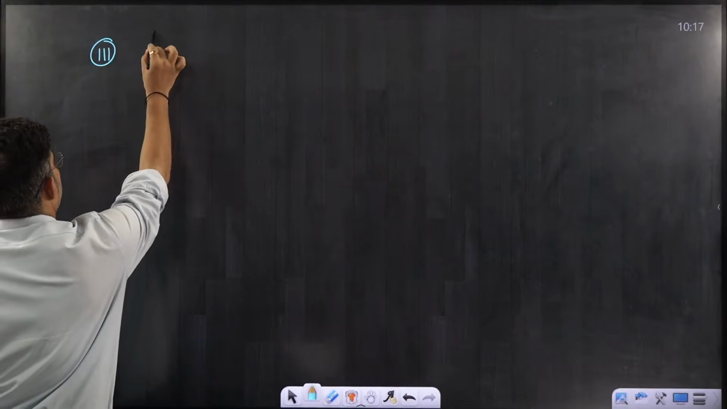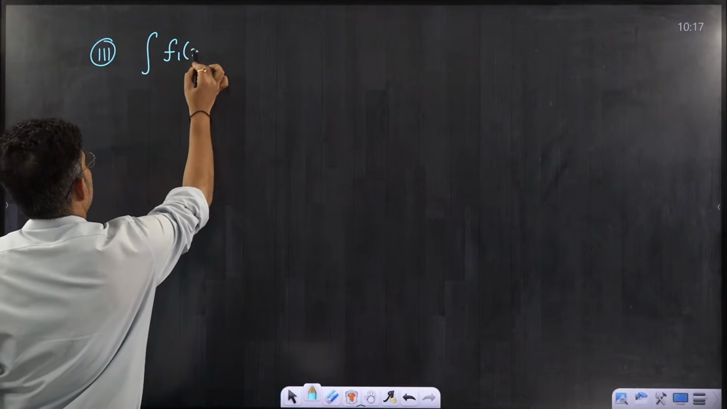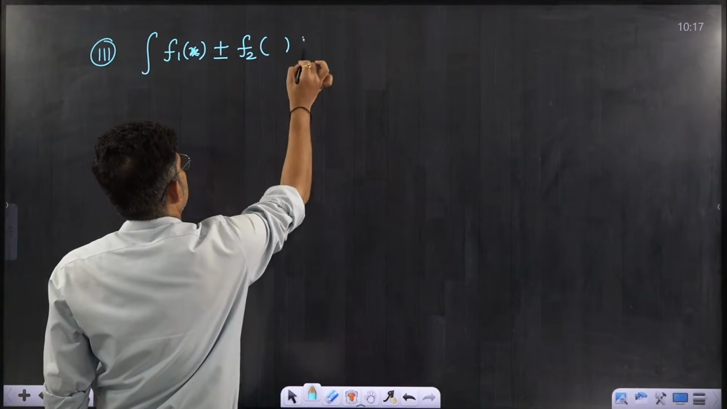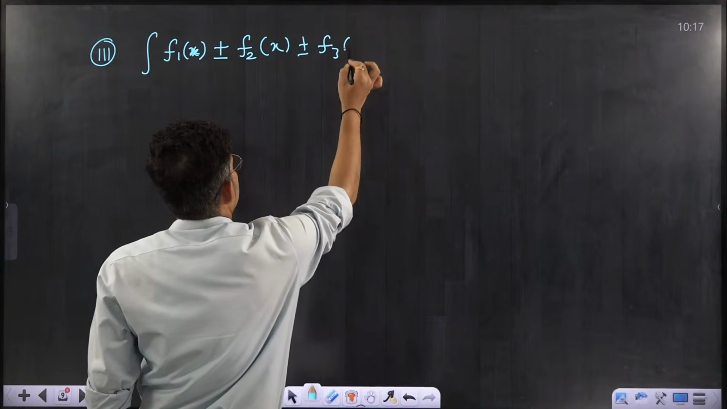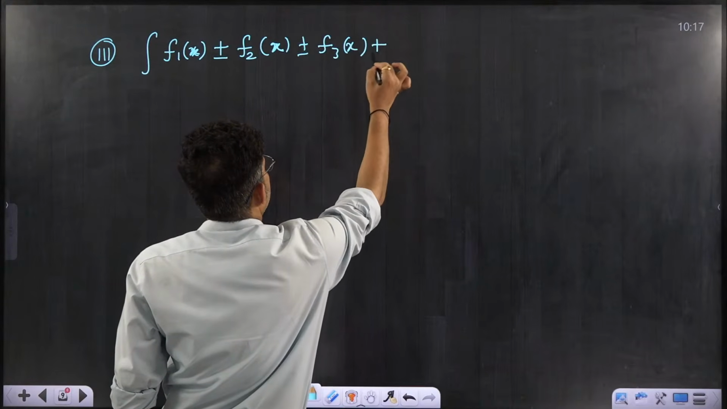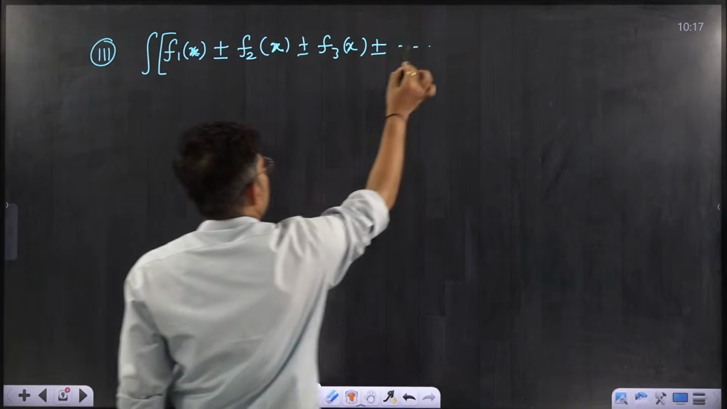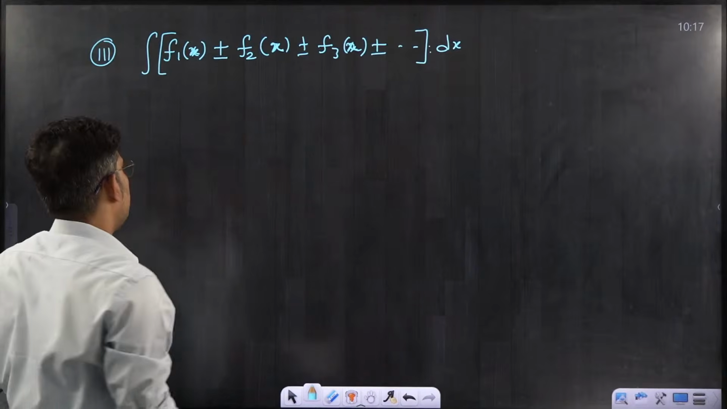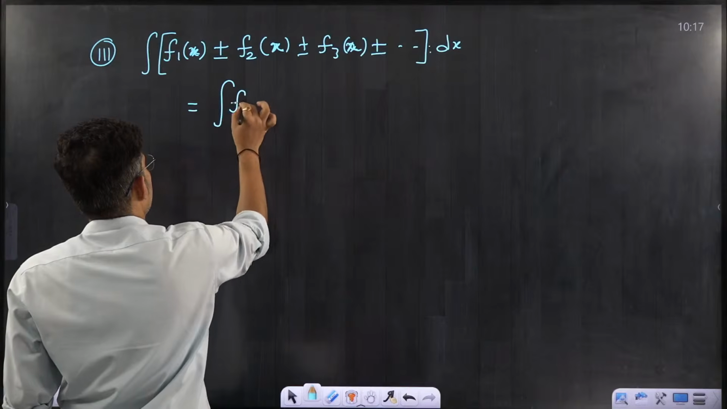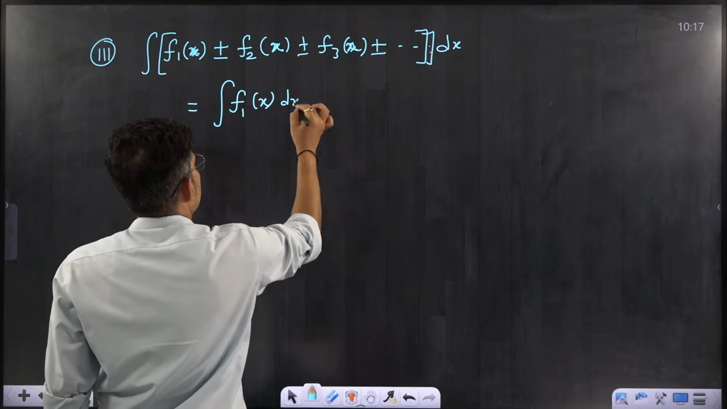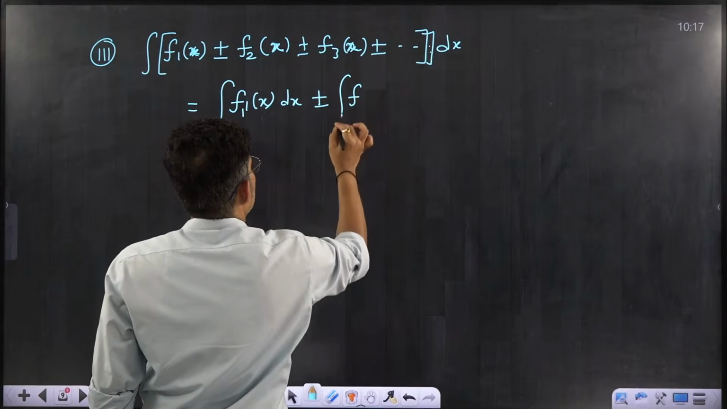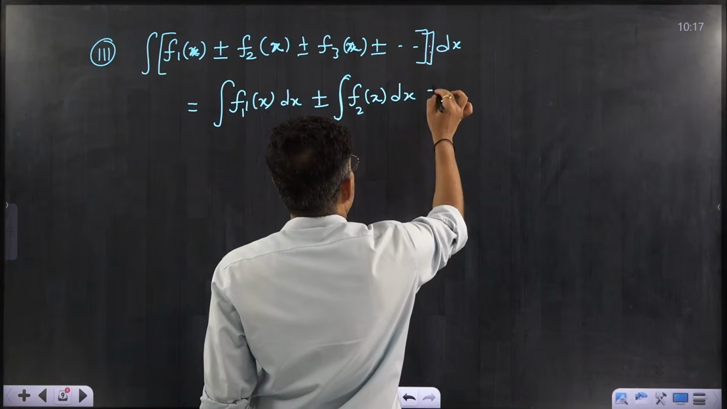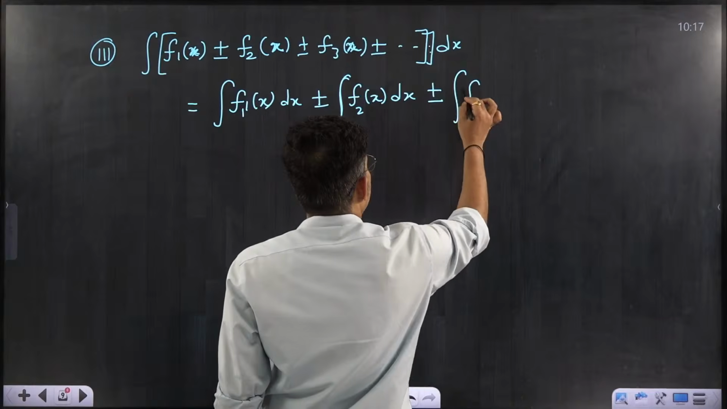Next, the third rule. If you see several functions being added or subtracted inside the given integration, this simply means you have to take the individual terms separately. So every time you need not waste time breaking the bracket. You will write each term separately and integrate them.